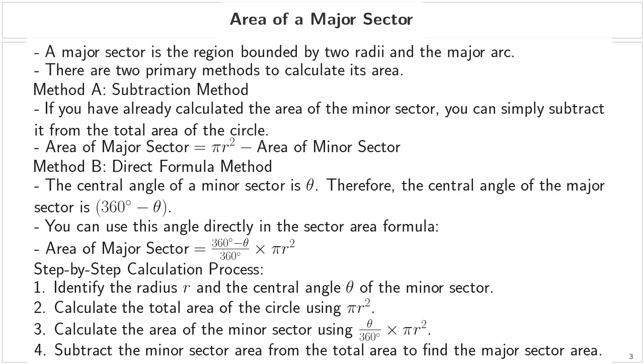To make sure you don't get lost in the middle of a problem, I recommend following this consistent step-by-step calculation process. Step 1. Start by identifying your known values, specifically the radius, r, and the central angle, theta, of the minor sector. Step 2. Calculate the total area of the entire circle using the formula pi r squared. Step 3. Calculate the area of that smaller minor sector using theta over 360 degrees multiplied by pi r squared. And finally, step 4. Subtract that minor sector area from the total area you found in step 2. This will leave you with the area of the major sector.